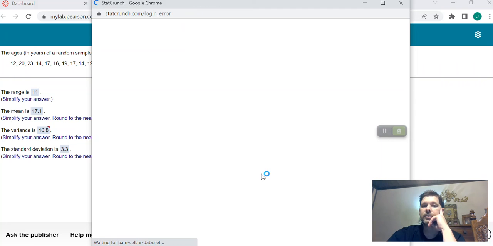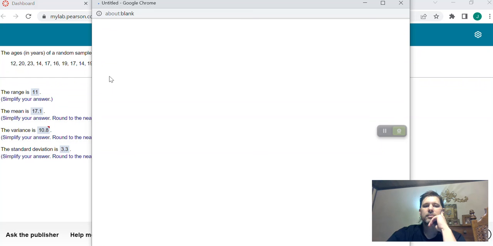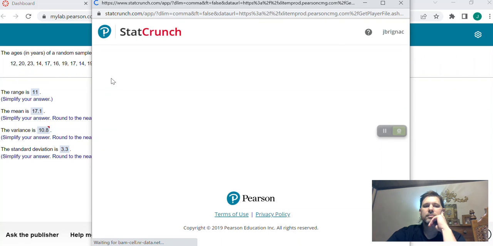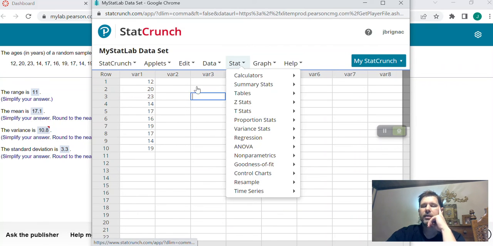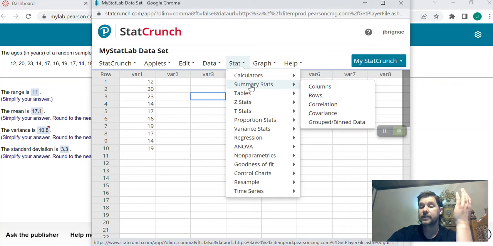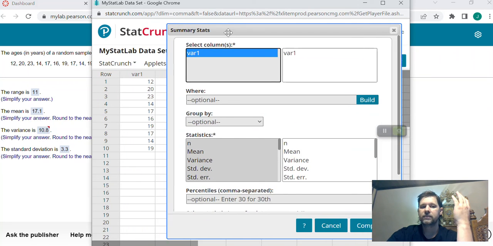Makes a lot of the calculations easier. Okay, please. Let's try again. There we go. Okay, so it copies the data over, all right? And if I can find all this stuff, the range, the mean, the variance, standard deviation, I can do that by summary stats. Okay, so I go to summary stats, and my data is organized by columns instead of rows. Okay, so I'll do columns, and I want the data in column VAR1.